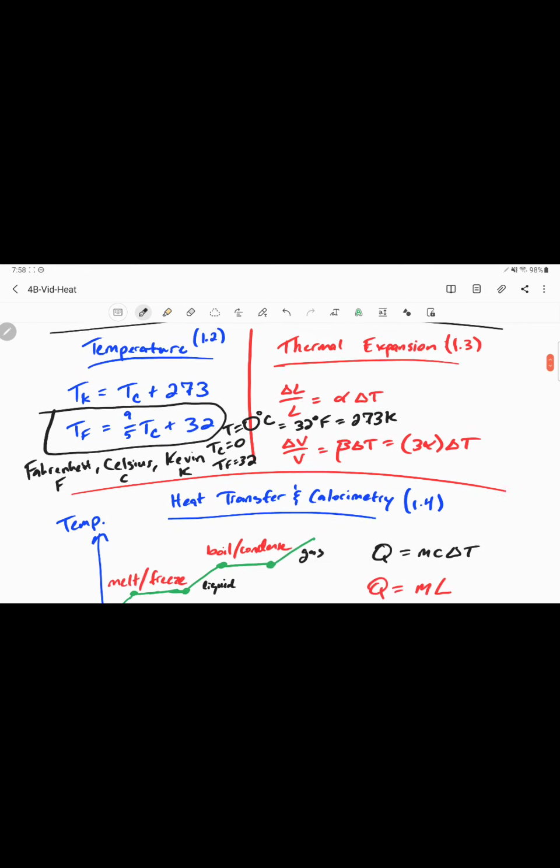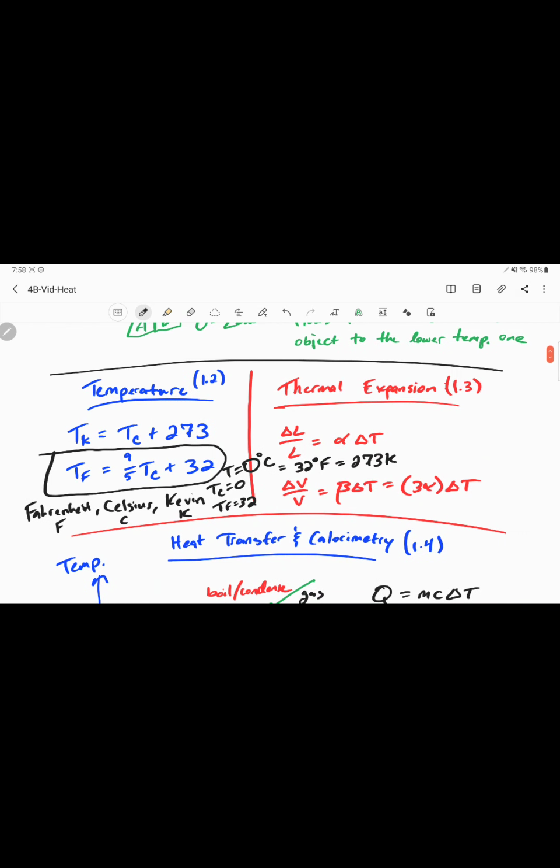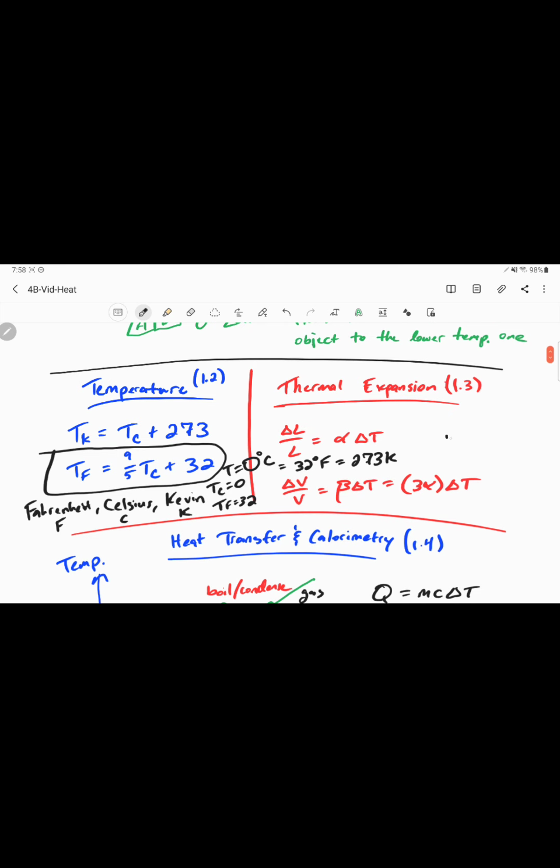when we have the ideal gas law, you can't use Celsius or Fahrenheit. You have to use an absolute temperature scale. So basically any equation that has T in it, temperature, you have to use Kelvin.